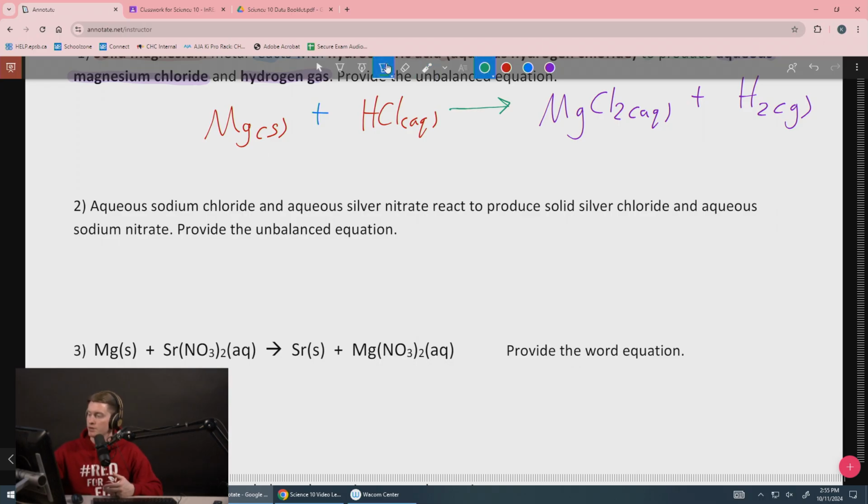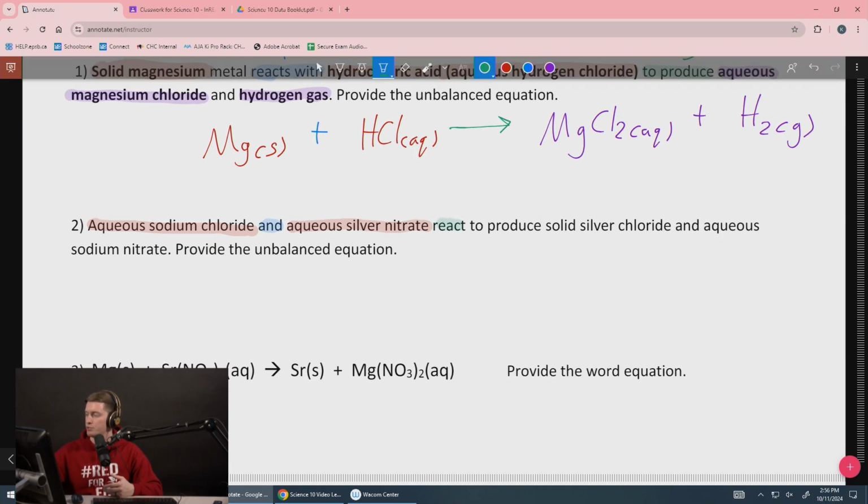Aqueous sodium chloride, and aqueous silver nitrate. This "and" here is our plus sign. React to produce solid silver chloride and aqueous sodium nitrate. We have sodium chloride. They've told us it's in an aqueous state, which means it's dissolved in water.